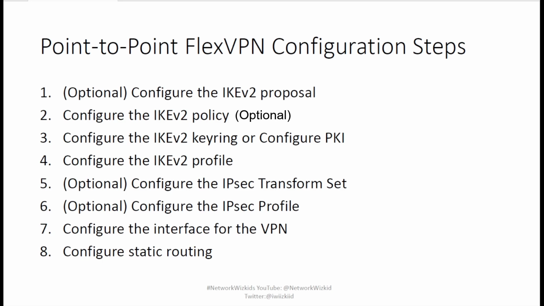Then moving on to the IPsec configuration, we would optionally configure the IPsec transform set as well as the IPsec profile to bring all that together. And then we would configure the interface that will be used for the formation of the VPN, and in this example, where we're using point-to-point FlexVPN, we would configure static routes.